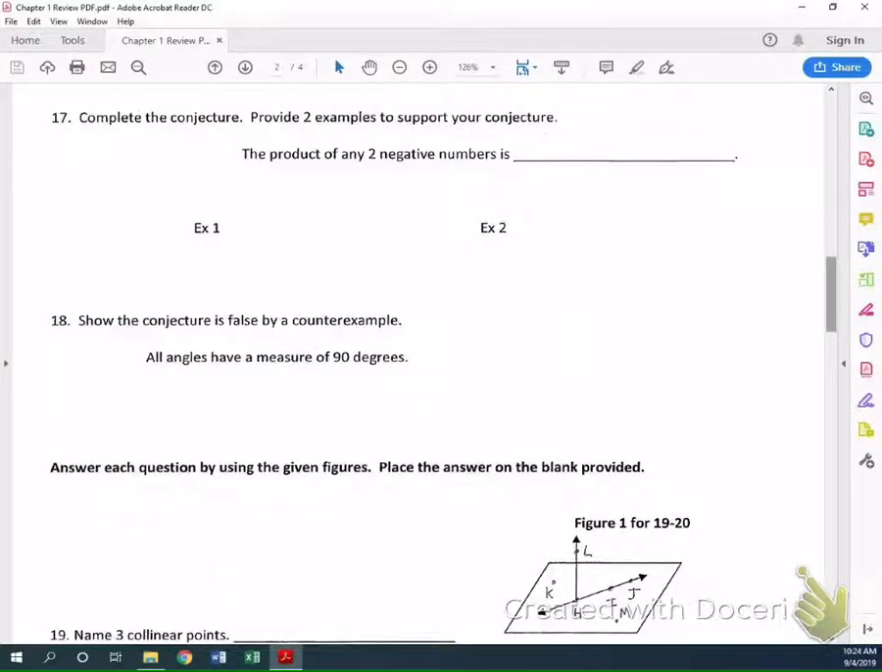17 says, complete the conjecture. Provide 2 examples to support your conjecture. The product. Product means what?